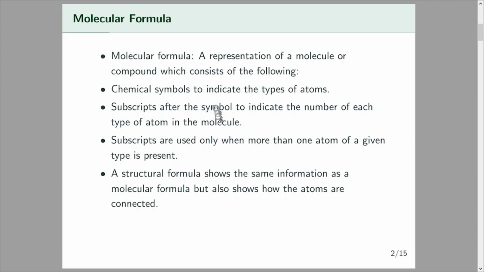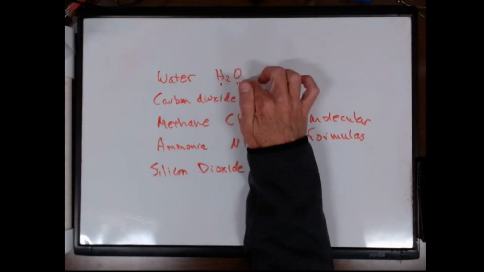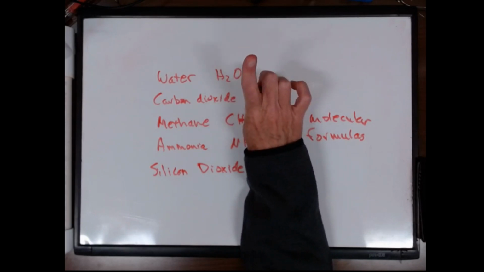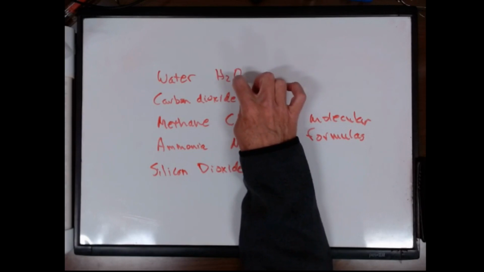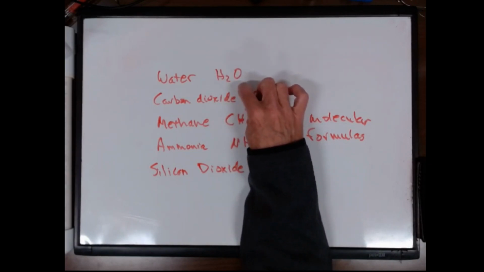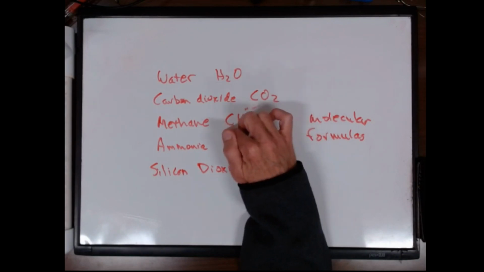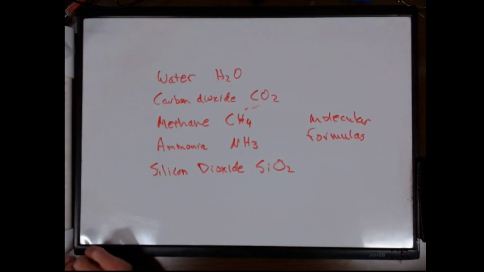The subscript after the symbols indicates the number of each type of atom in the molecule. So there are 2 hydrogens for every 1 oxygen, right? A single molecule of water, which is the smallest amount of water you can have, contains 2 hydrogens and 1 oxygen. The smallest amount of carbon dioxide is 1 carbon, 2 oxygens. The smallest amount of methane is 1 carbon, 4 hydrogens, and so on.